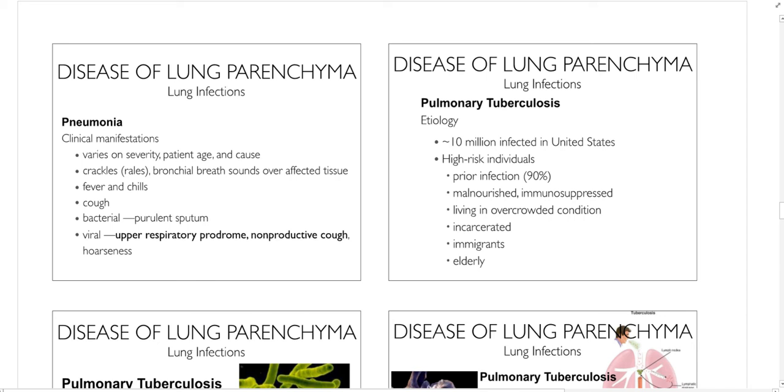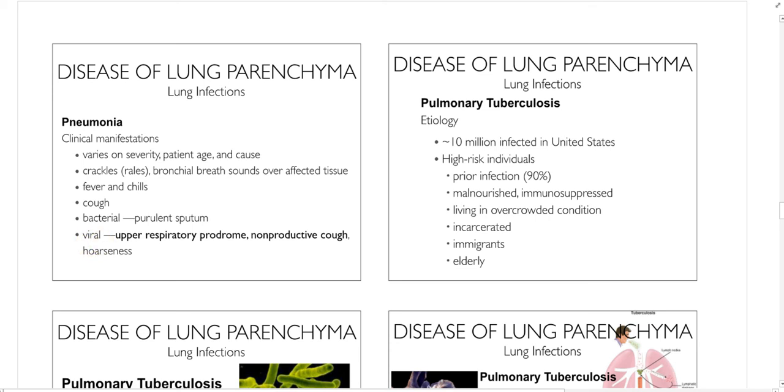So the severity depends on the age, the cause of the pneumonia, and any other comorbidities the person may have. They may have crackles, bronchial breath sounds over the affected area that sound kind of junky and coarse. They may have fever and chills and look originally more like a cold or a flu. They may have a cough that is productive or non-productive. And if it's bacterial, more than likely there will be a purulent sputum of some form.